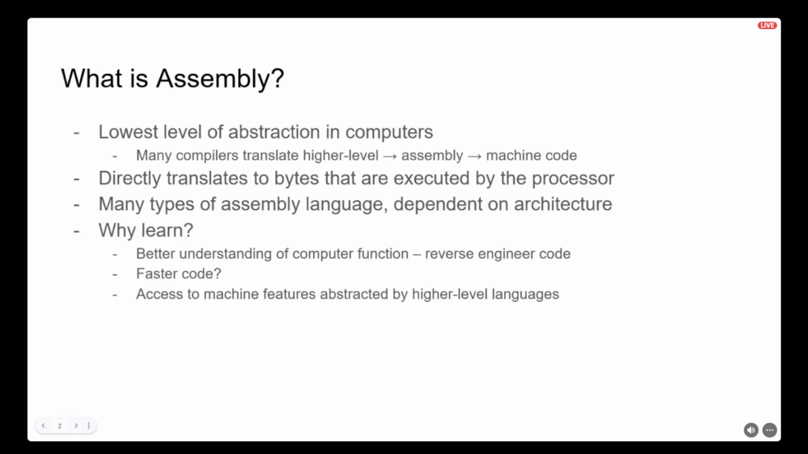So what is assembly, first of all? Assembly is a form of programming language that's the lowest level of abstraction in computers, and lowest level meaning the code is still readable by humans. Many compilers will translate higher level code that you're used to, such as Java or Python, whatever your bread and butter is. They'll translate higher level code into assembly instructions, which will then be converted into machine code, which is actually what's being run by the processor. So assembly instructions directly translate into bytes that are then executed by the processor.